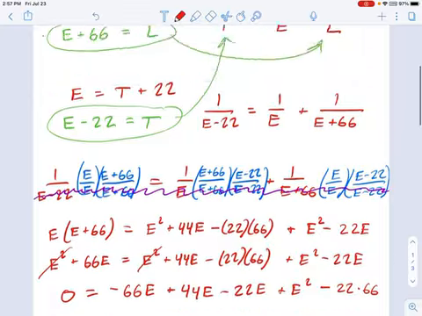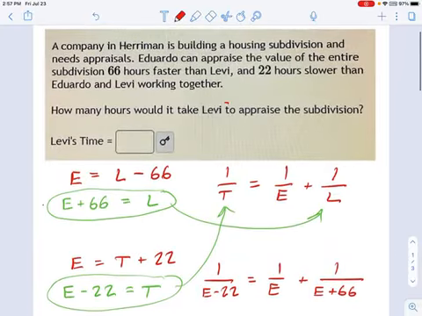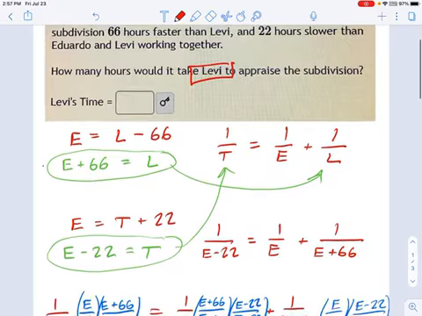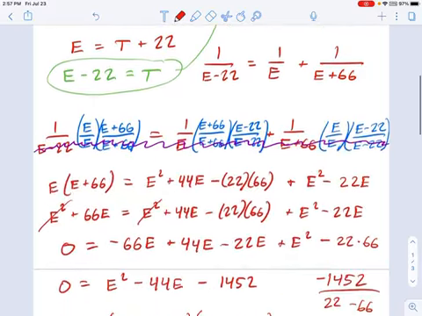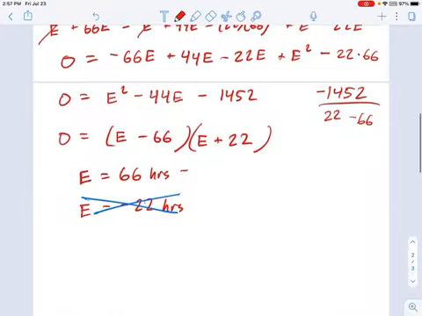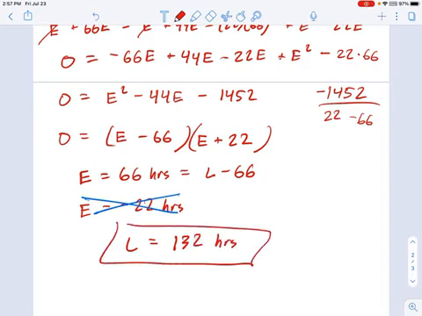But now, remember what the question's asking for. It doesn't care about Eduardo. It wants Levi's time. So we have to go find our Eduardo-Levi equation, which is right here. E equals L minus 66. So that means Levi is going to take, well, add 66 to 66 and we get 132 hours. Okay, so that's the way you approach this style of problem.